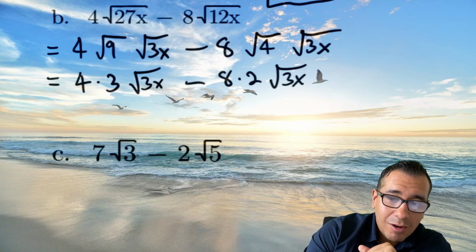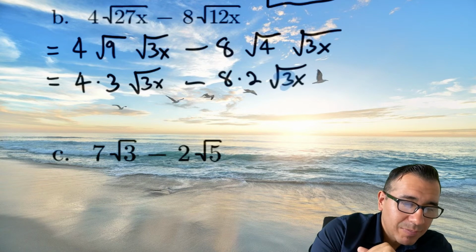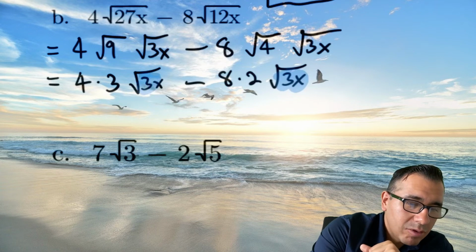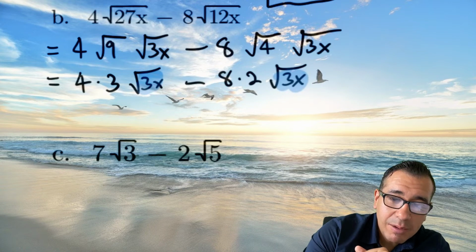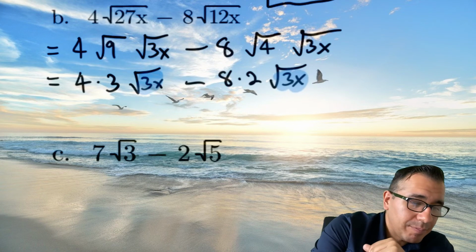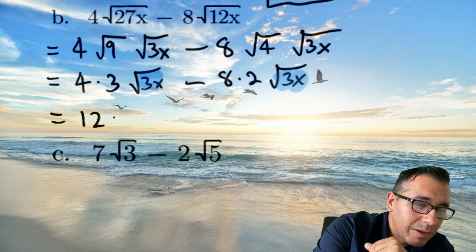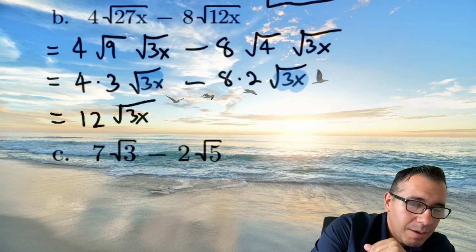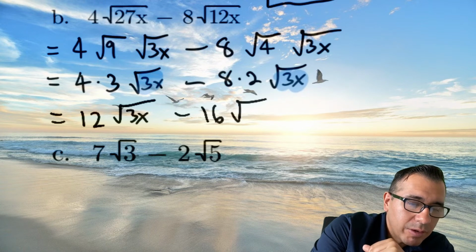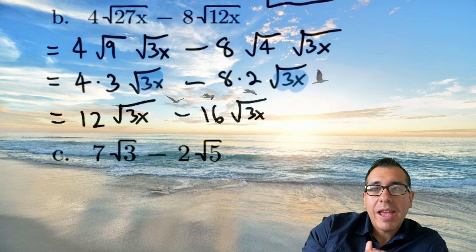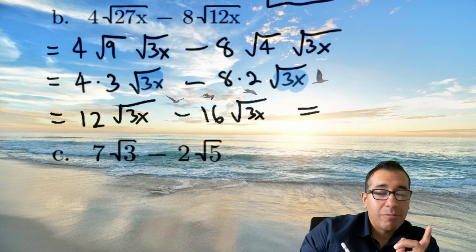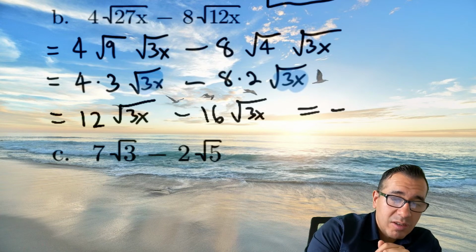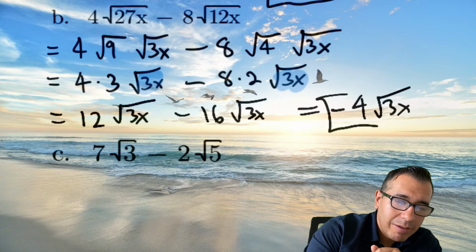So again, our goal, hopefully what we're starting to see, is that these radicals are like radicals. They're the same, all right? Because when they are the same, then I'm going to be able to combine them. So we're left with 12 square root of 3x minus 16 square root of 3x. So there we have like radicals. So now we just work with those coefficients, the 12 minus the 16, which leaves us with negative 4 square root of 3x. So there you have it.